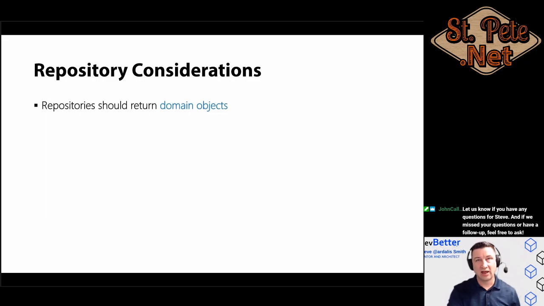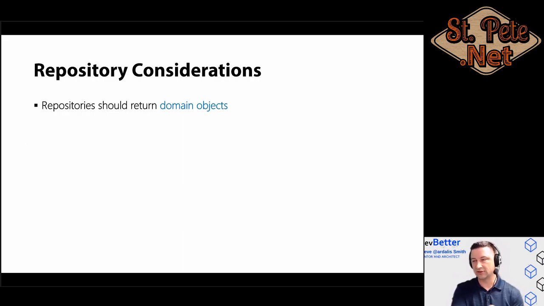All right, so considerations. Repositories should return domain objects. What else would they return? Well, you may be tempted to have your repository return back a view model or a DTO or something else where the repository has to map from the data model to something that's in the UI or some other part of your application. That's not the repository's job, right? The repository's job is to provide a way to get to your domain model. And your domain model is made up of entities, possibly value objects and aggregates and other patterns. But entities are the main thing that the repository deals with. And so that's what it should return. That's what the interface should be composed of: entities, not DTOs, not view models.